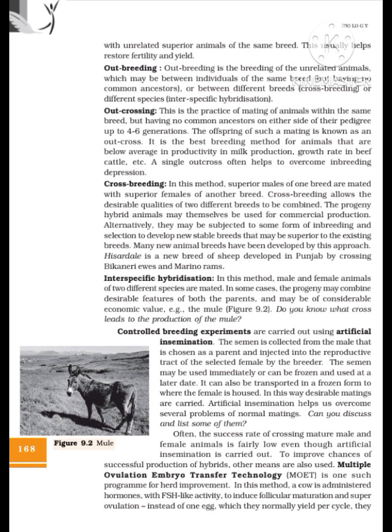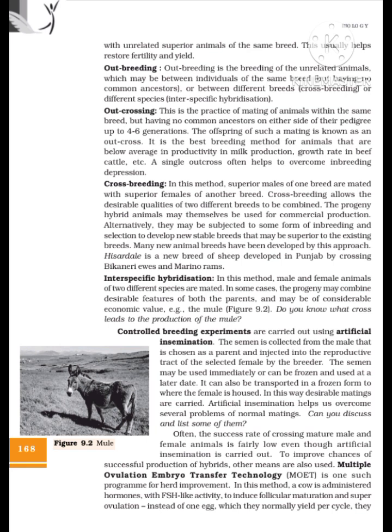Often, the success rate of crossing mature male and female animals is fairly low, even though artificial insemination is carried out. To improve chances of successful production of hybrids, other means are also used. Multiple ovulation embryo transfer technology, MOET, is one such program for herd improvement.